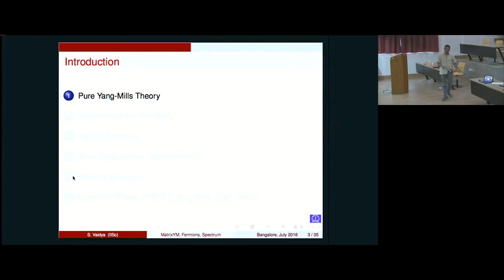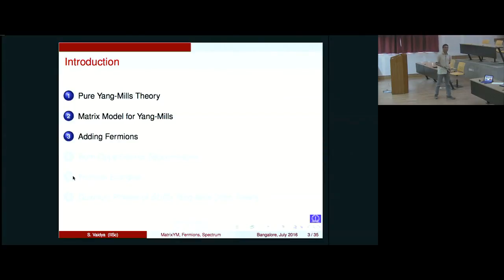So I'll remind you what pure Yang-Mills theory is, and I'll construct a Yang-Mills matrix model. This matrix model has appeared over many years, perhaps a couple of decades or more, but I'll present a different way of deriving it.